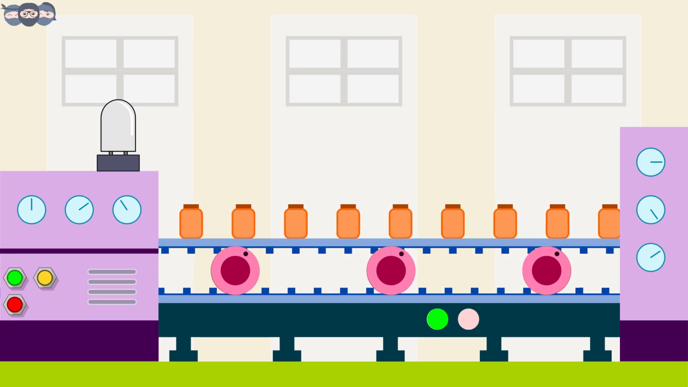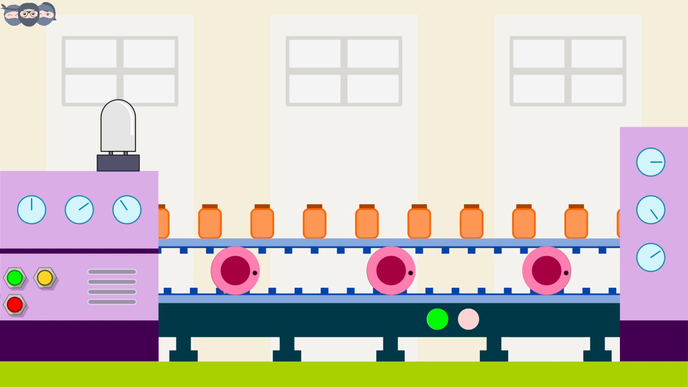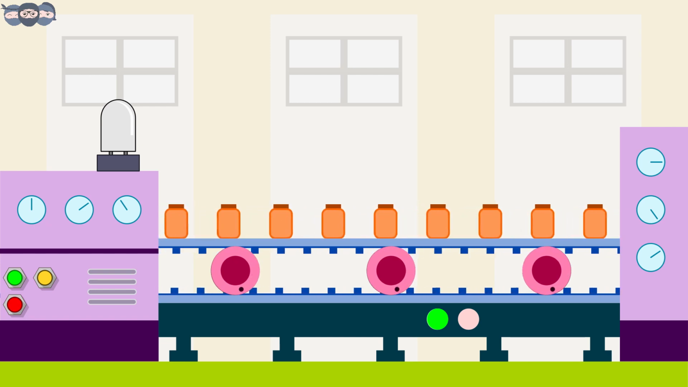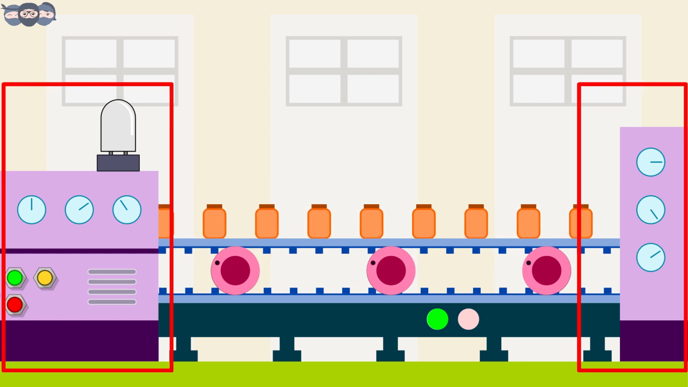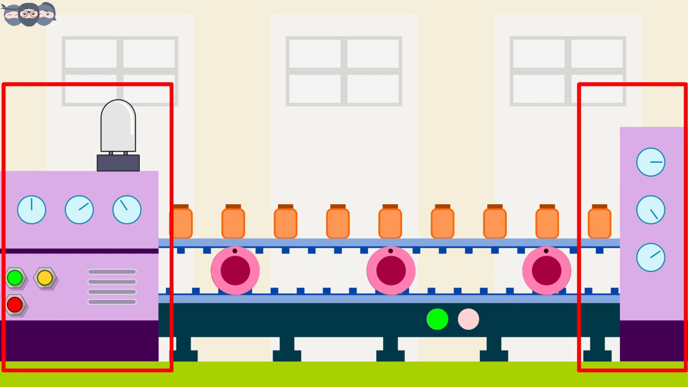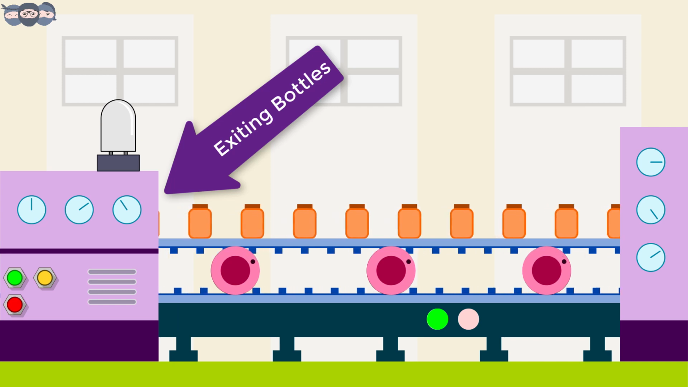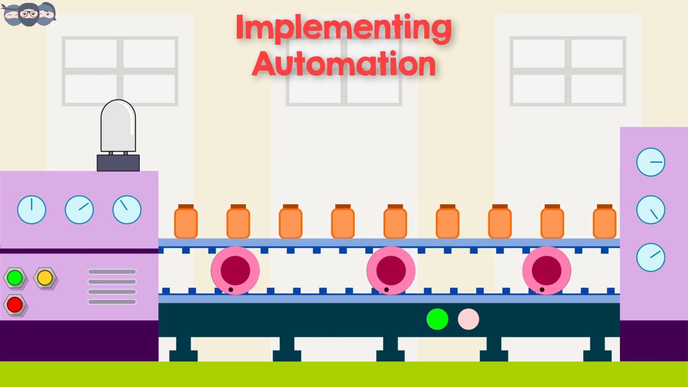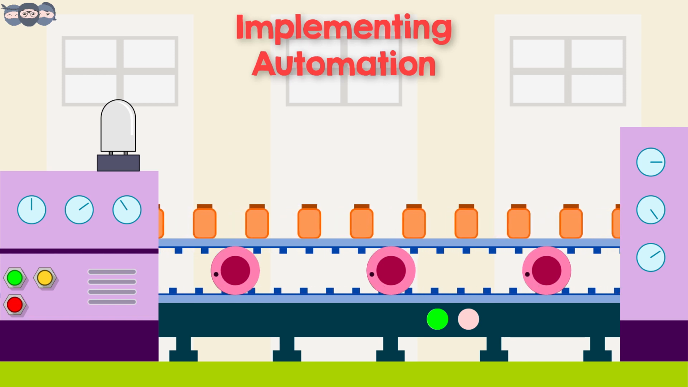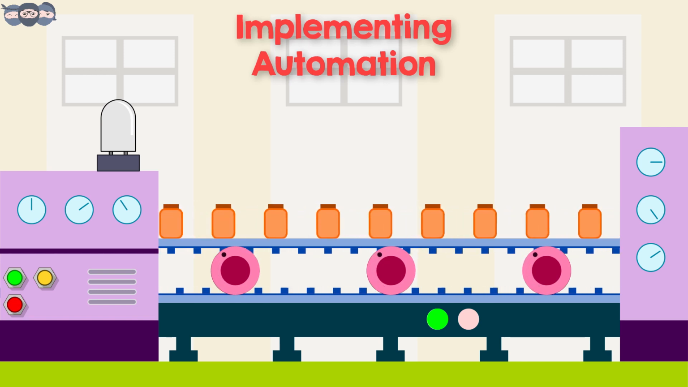Let us start our video today looking at the setup shown here. The setup consists of two machines connected by a conveyor system. Bottles exit the first machine and enter the second machine as seen here. Automation for the conveyor system needs to be implemented.